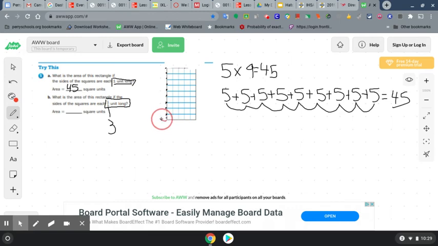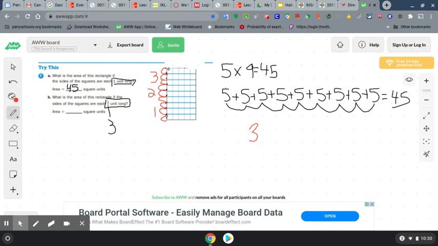Okay. So 1/3, 2/3, 3. So that's going to equal 1. Then I go 1/3, 2/3, 3, and that's going to equal 2. Then I'm going to go 1/3, 2/3, 3, and that's going to equal 3. So my new height is no longer 9. My new height is now 3.